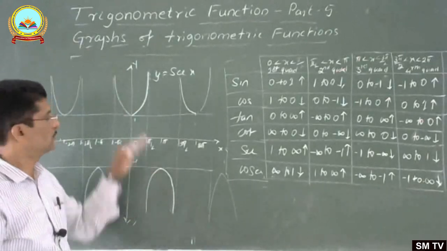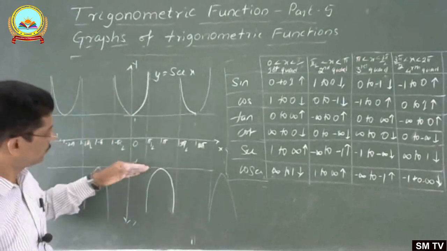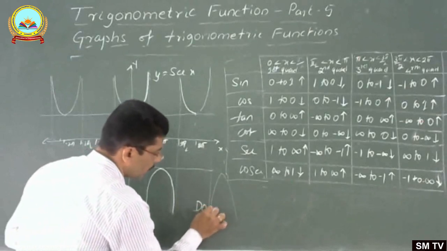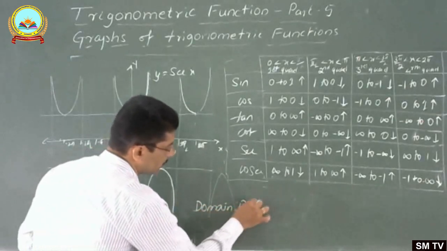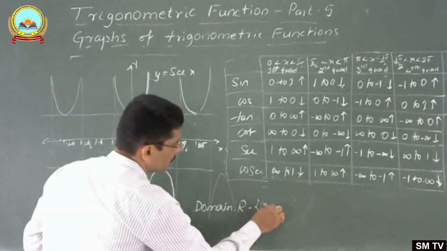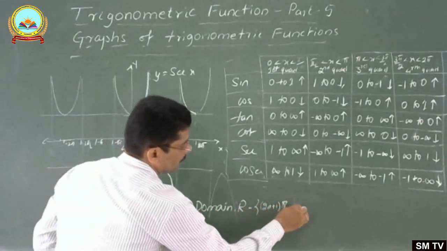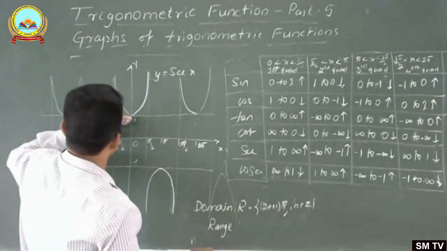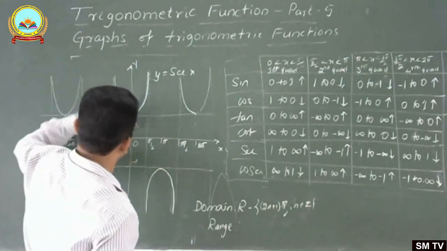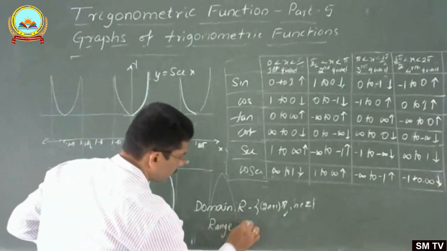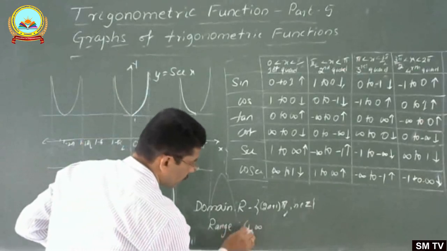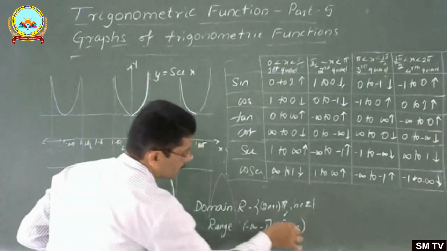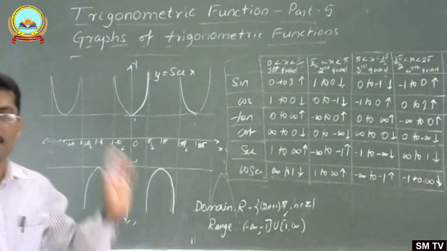The curve is above and including 1, and below and including minus 1. Therefore, what is the domain? The domain of this function is the set of all real numbers except odd integral multiples of pi by 2, where n belongs to the set of integers. And the range? The curve is above 1 and below minus 1. Therefore, the range is 1 to infinity or minus infinity to minus 1. This is the range of the secant function.